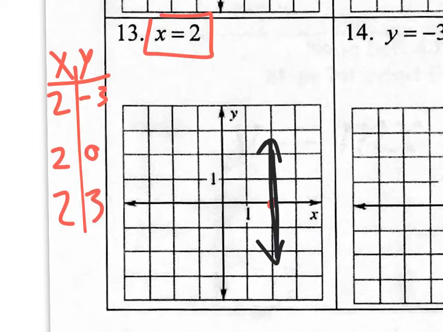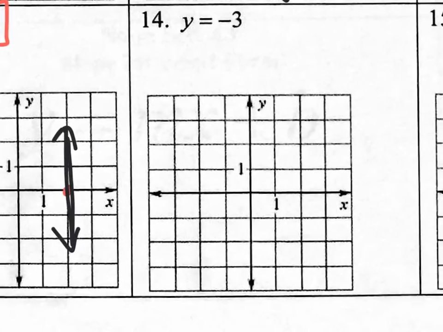So if you did go to 2, -3, 2, -3, it's right here. If you did go to 2, 0, it's right there. If you did go to 2, +3, it's right there. We know it's a vertical line. Does that make sense? So if you have x equals a number, it's going to be a vertical line. If you have y equals a number, it's going to be a horizontal line.